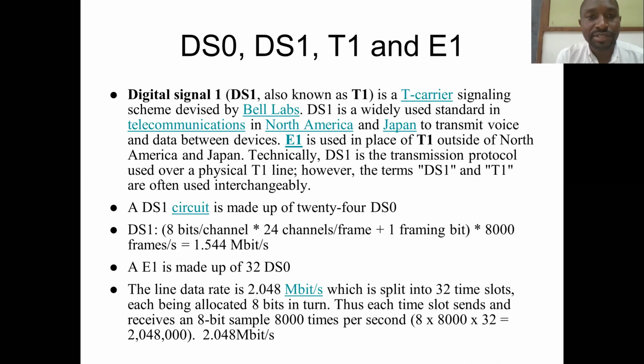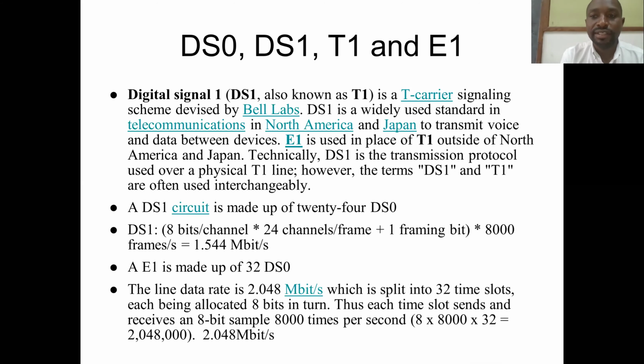But we also have digital signal 1, DS1, also known as T1. It's a T-carrier signal scheme devised by Bell Labs in America. DS1 is a widely used standard in telecommunication in North America and Japan. But in Europe, there's an equivalent, E1, which is used in place of T1. Technically, DS1 is a transmission protocol carried by a physical T1 line. However, the terms DS1 and T1 are usually used interchangeably.